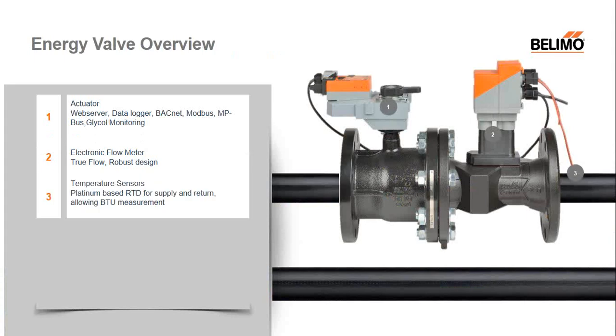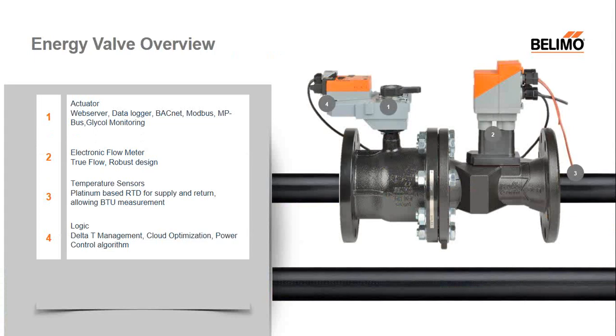The temperature sensors. We have two platinum-based RTDs. So now that we have a flow meter and we have two temperature sensors, we can now extrapolate BTUs. So now we not only have a control valve with some additional functionality, we also have a BTU meter as well. So we're combining a lot of function within the Energy Valve.